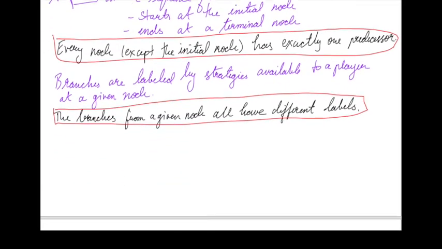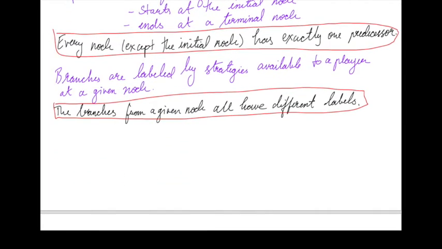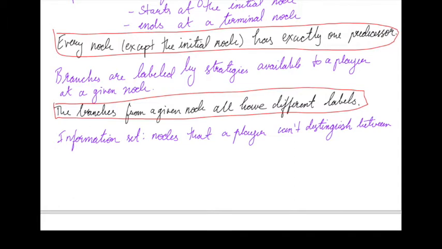Now we also remember from Chapter 2 the idea of an information set. I'll remind you, an information set consists of nodes that a player can't distinguish between. Given that a player can't distinguish between the different nodes in an information set, we need certain properties to be satisfied for those nodes. The first one is that every node in the information set has to involve the same player. So the decision maker at all the nodes in a given information set has to be the same.